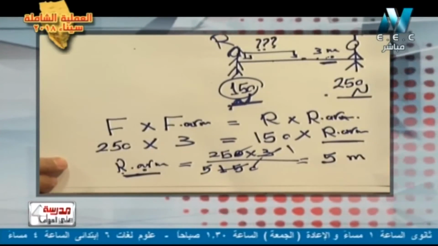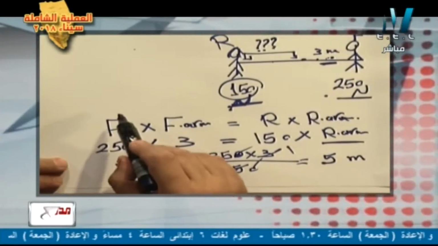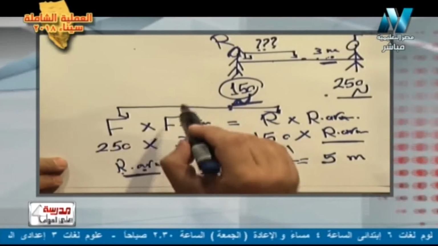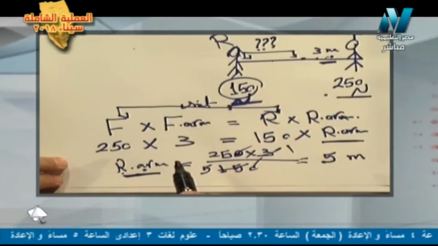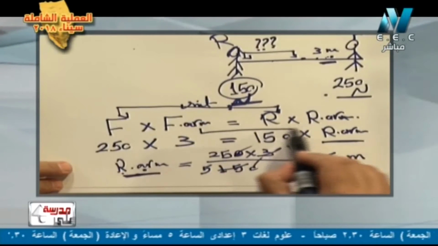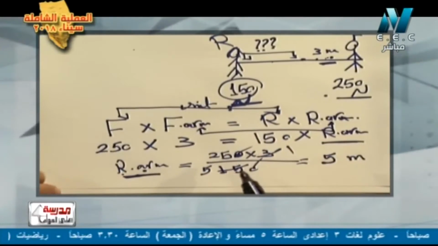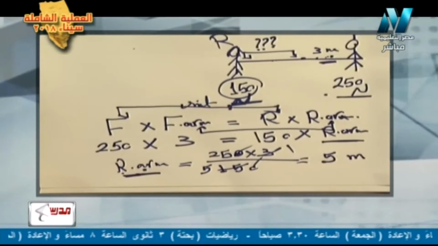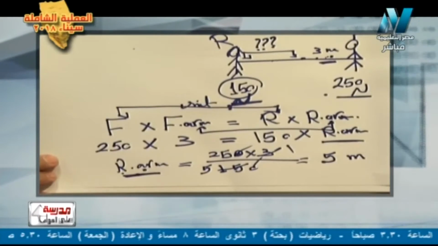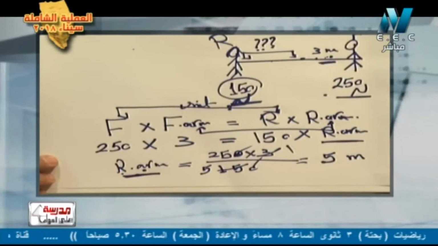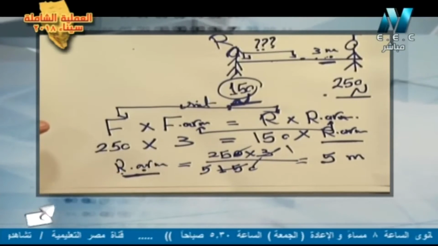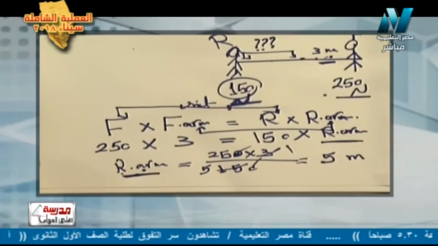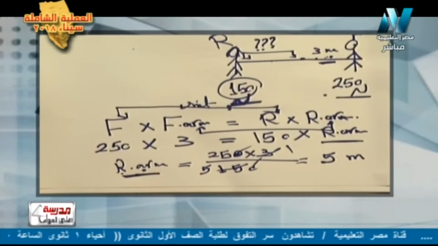So we must notice that the effort force and the resistance force have the same unit. The effort force arm and the resistance arm also have the same unit. If the effort force is in Newton, the resistance will also be in Newton. The effort force arm will be in meter or centimeter, and the resistance arm will also be in meter or centimeter.